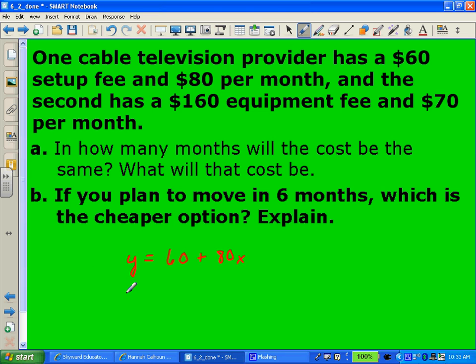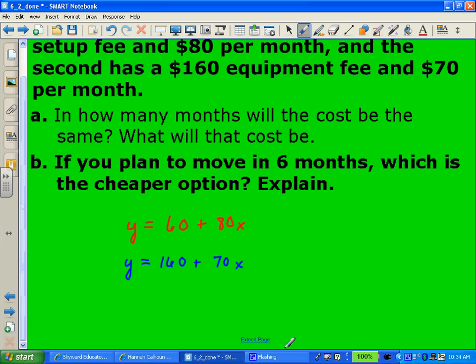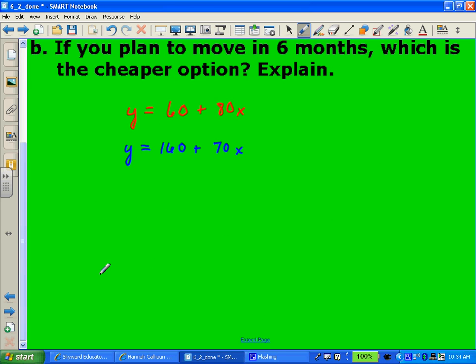The second one has a $160 equipment fee plus $70 per month. So the question is, in how many months will the cost be the same, and what will that cost be? Alright, so let's start with that one first. You can see we have another question, but we'll deal with that later.